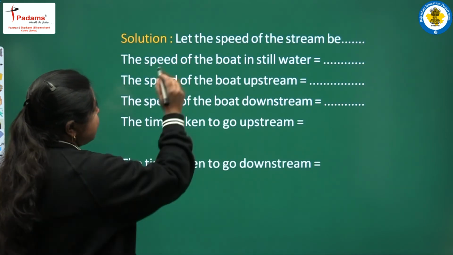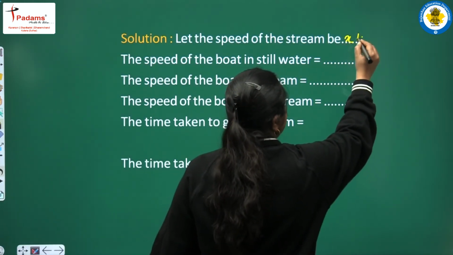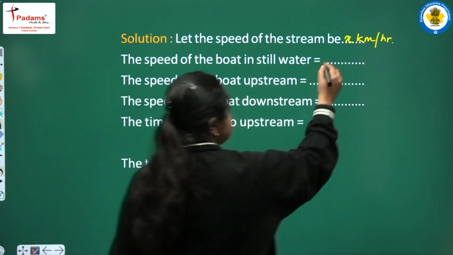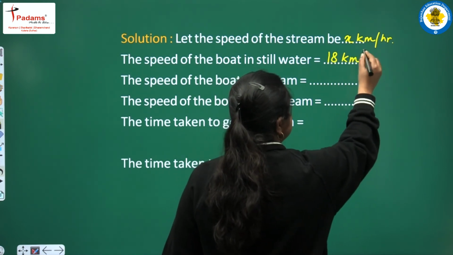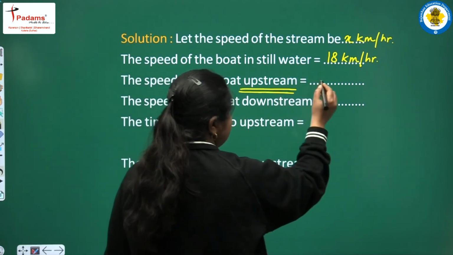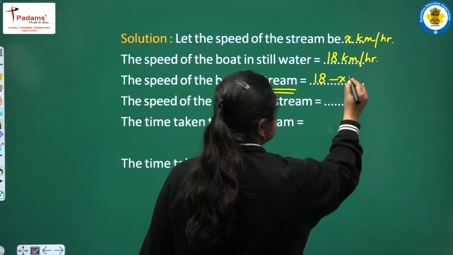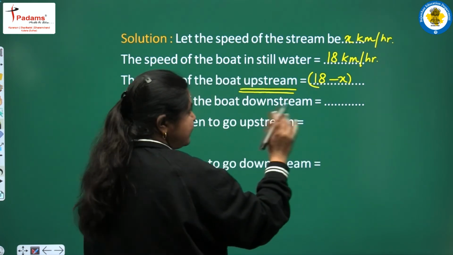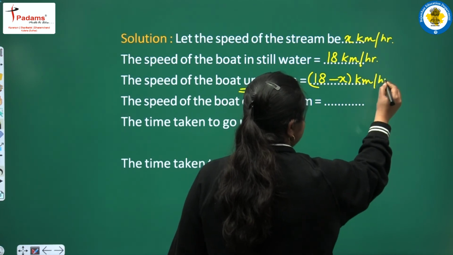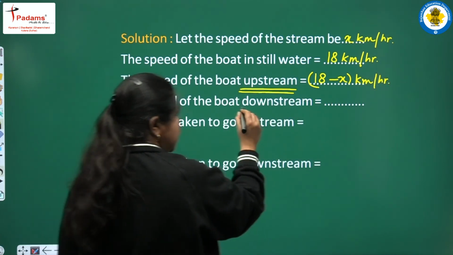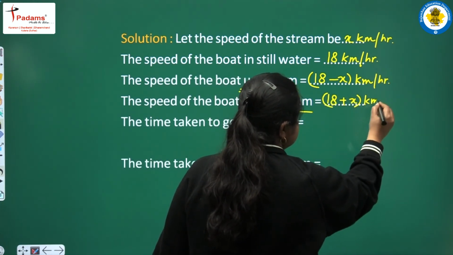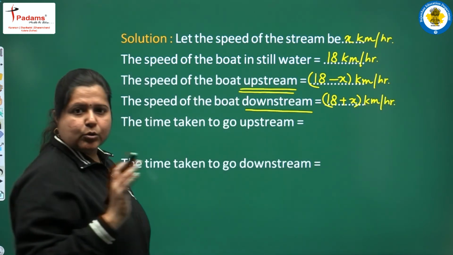Let us write, let the speed of the stream be x kilometers per hour. Then the speed of the boat in still water, it has been given 18 kilometers per hour. Speed of the boat upstream ये हो जाएगी 18 माइनस x क्योंकि डायरेक्शन दोनों के एक दूसरे से रिवर्स हैं, इसलिए स्पीड कम हो जाएगी, 18 माइनस x किलोमीटर्स पर आवर. And speed of the boat downstream, it will be 18 plus x kilometers per hour. आई होप ये सब बिल्कुल क्लियर है आपको.